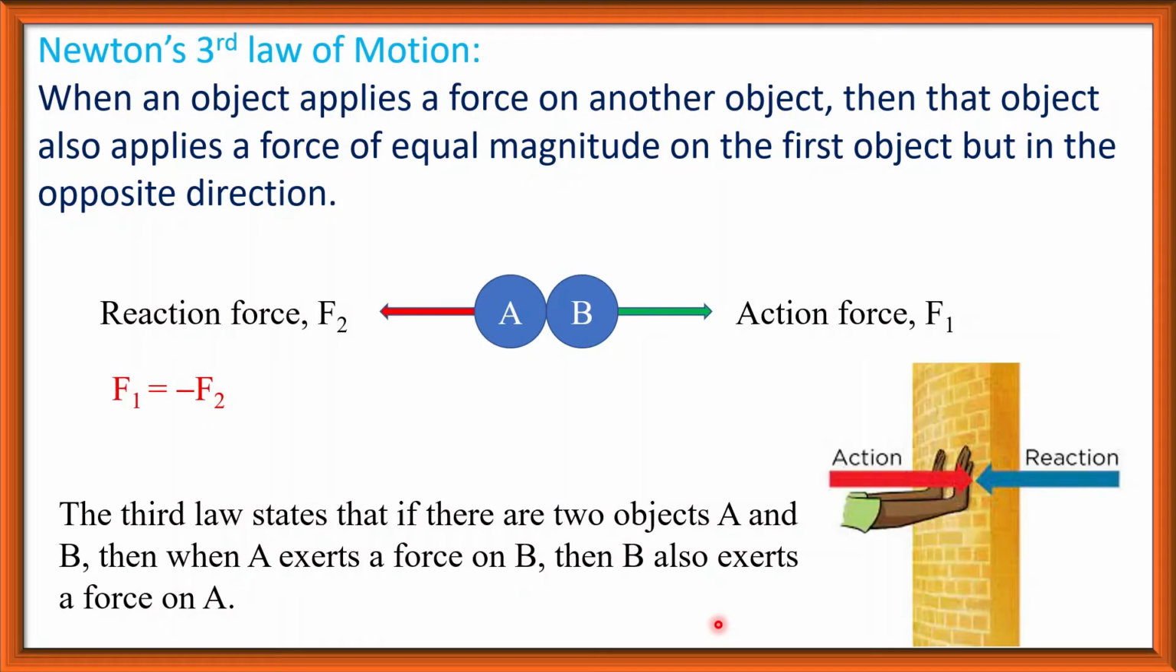There is another example of Newton's third law of motion. That is, if we apply force on a wall by our hand, then the wall will also apply force on our hand. That is, force applied by us is action force, and force applied by the wall on us is reaction force, and this action and reaction force is equal, but direction is opposite.